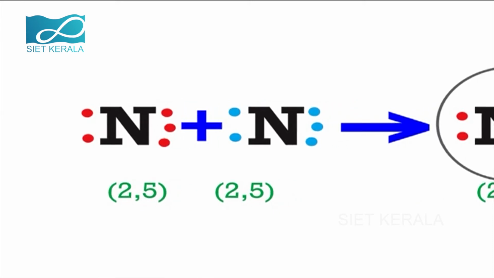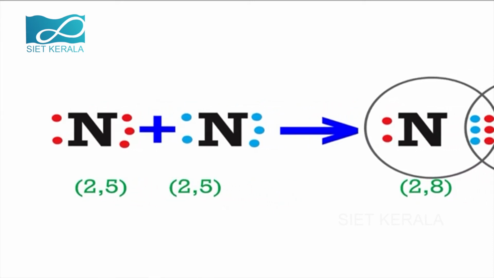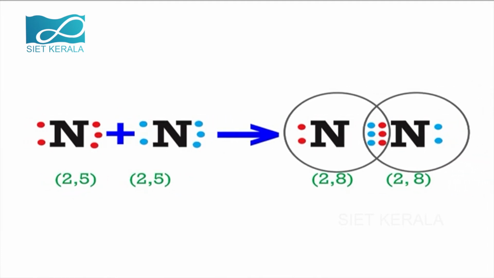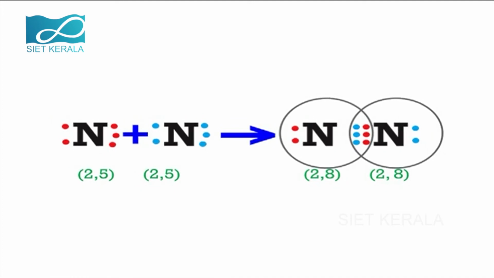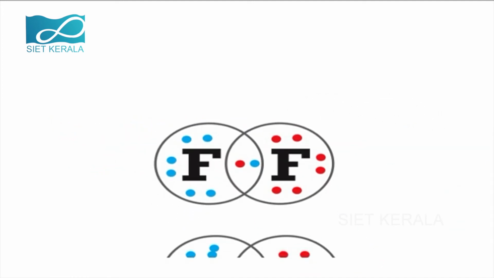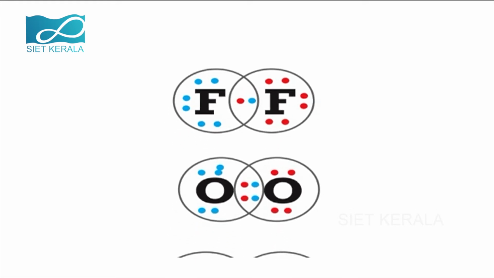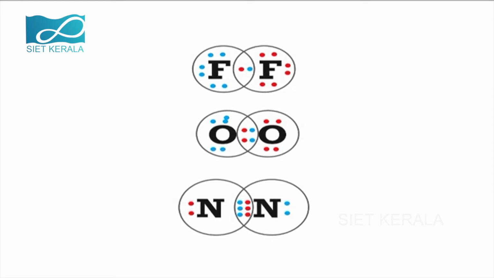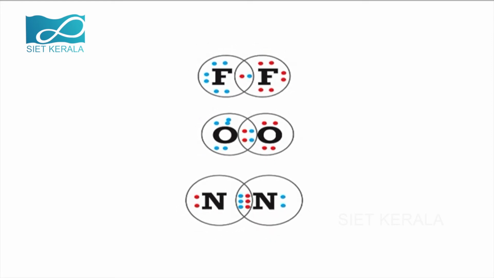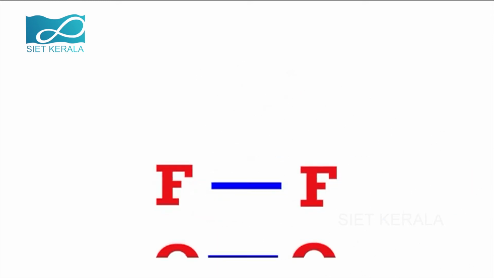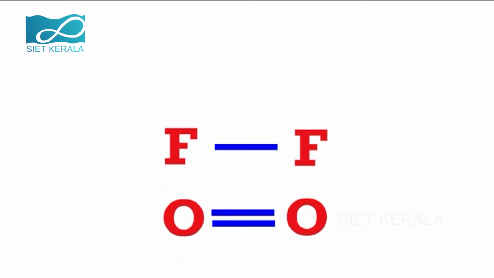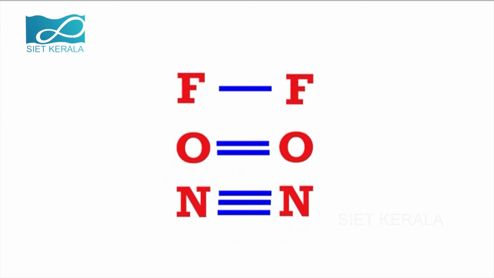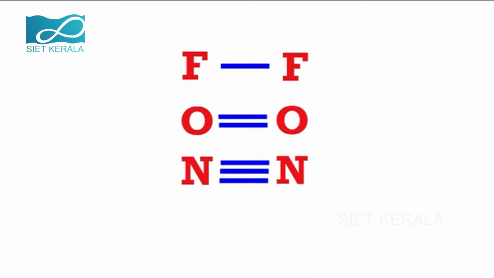If 3 pairs of electrons are shared to form a covalent bond, then it is a triple bond. The nitrogen molecule is the suitable example for this. You might have understood that a fluorine molecule has a single bond, an oxygen molecule contains a double bond, and a nitrogen molecule contains a triple bond. It can be symbolized as F-F, O=O, and N≡N, respectively.